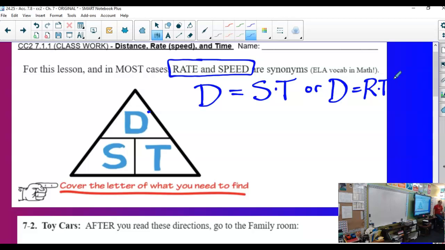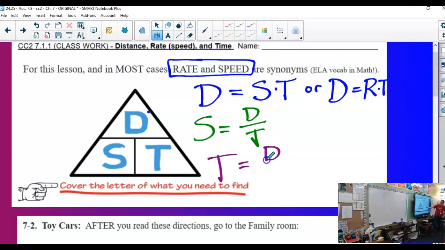This is on the classwork handout from today, which was in the bin. If you don't have this triangle in front of you, you should try to go put this triangle in front of you. So I want to talk about speed, or rate, right? Speed. If I cover up the speed, what do I have? Distance over time. If I cover up the t, what do I have? Distance over speed. And there's your three equations for distance, speed, and time.